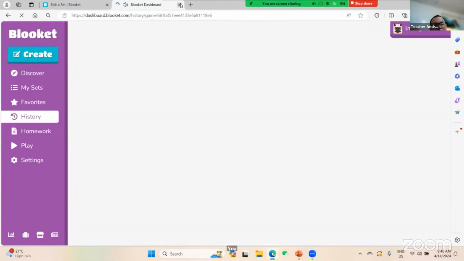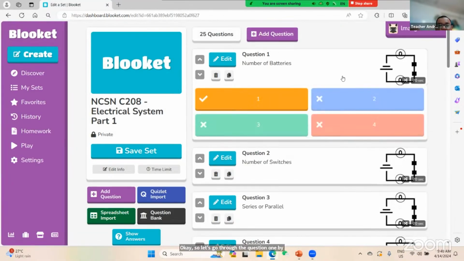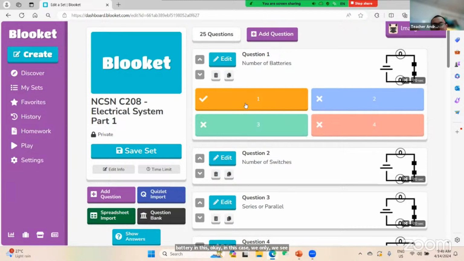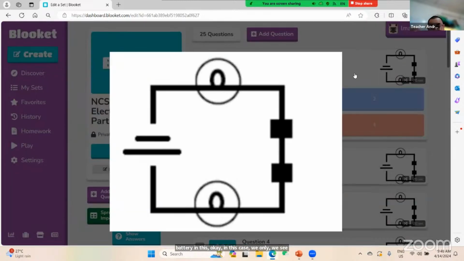Okay, so let's go through the questions one by one. Look at question one. They're asking you for the number of batteries in this circuit. In this case, we only see one long line and one short line. Therefore, there is only one battery in this diagram.